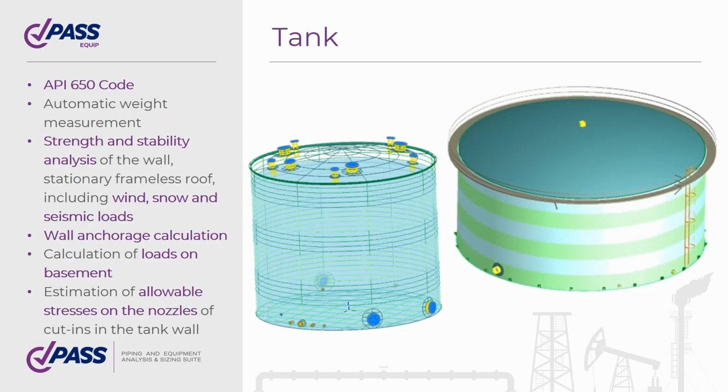Tank. The calculation of the tanks automatically determines and takes into account the weights of elements and the hydrostatic pressure depending on the location of the wall course. The strength and stability of the wall and the stationary frame's roof, including wind, snow and seismic loads, are calculated. The requirement for anchorage is established and, if necessary, it's calculated. The loads on the foundation are determined.